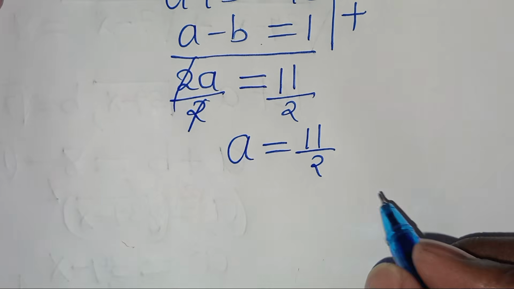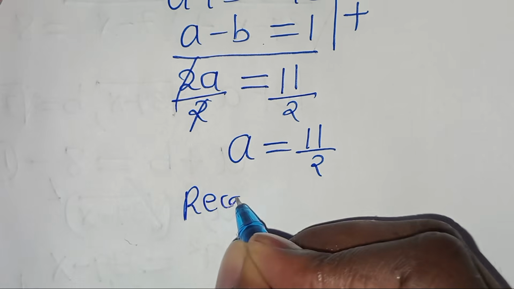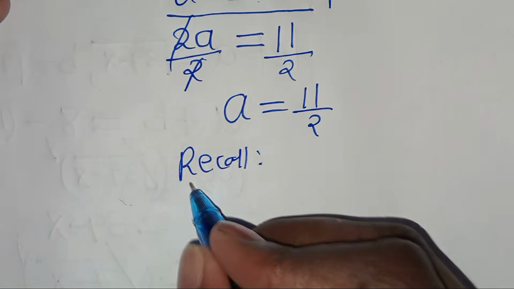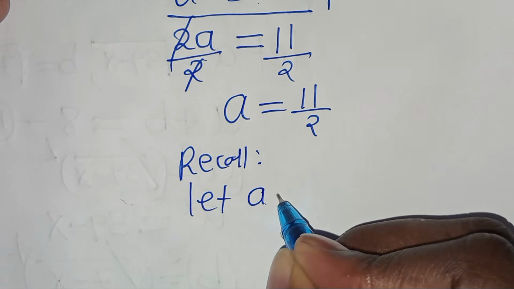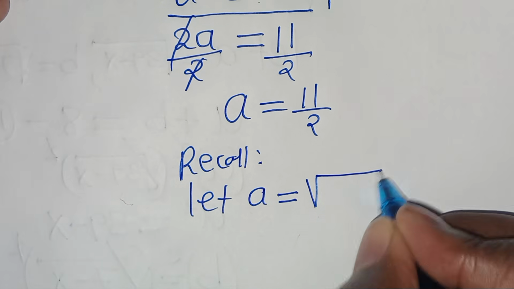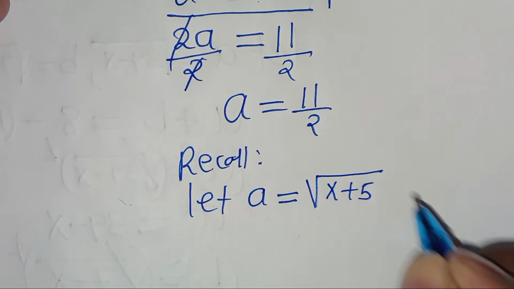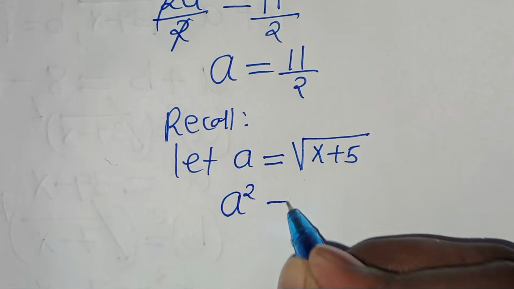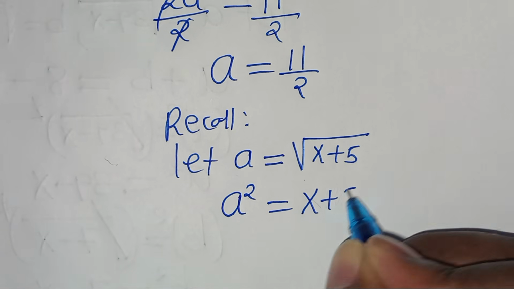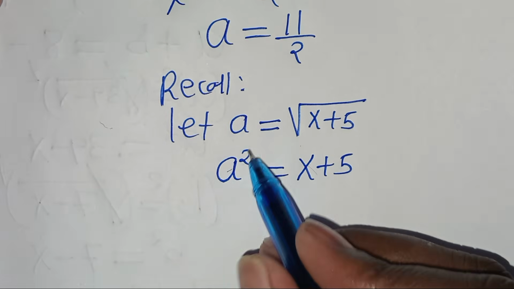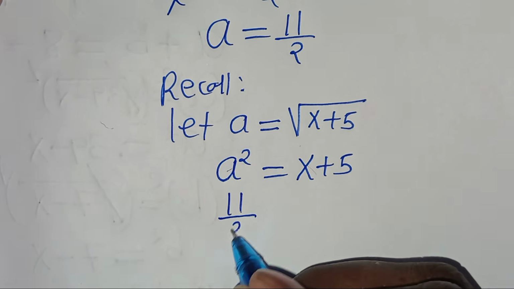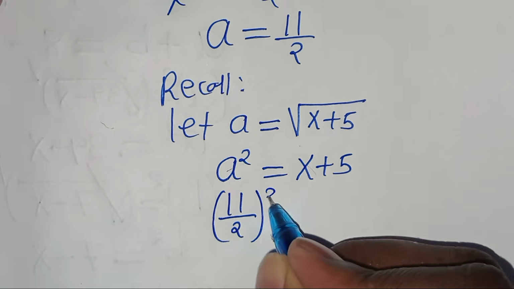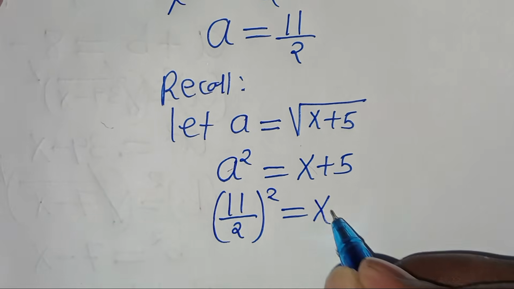Now, if you recall, we let a be equal to the square root of x plus 5. So this implies that a to the power of 2 is equal to x plus 5. So let's substitute a, which is 11 over 2, raised to the power of 2, this is equal to x plus 5.